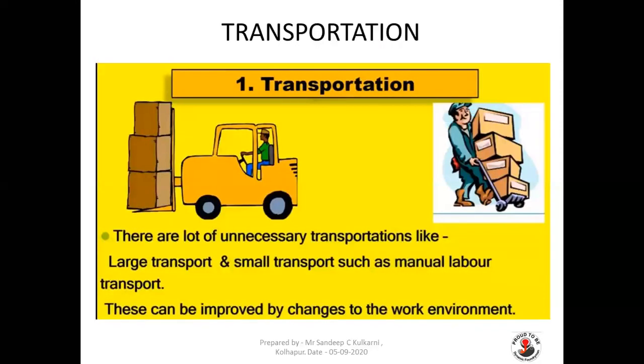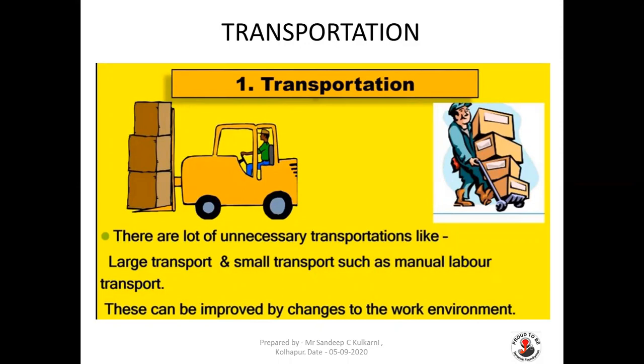So let us start understanding each waste one by one. First is transport or transportation. There are a lot of unnecessary transportation like large transport or small transport such as manual labor transport, etc., which can give you a wastage or which can reduce your efficiency. So it is very important to avoid or reduce this transportation. In the picture, you can see a person carrying out the boxes manually. It is nothing but a waste.